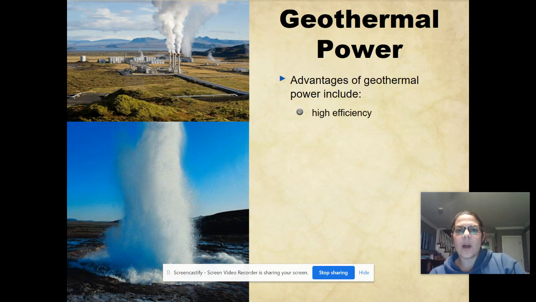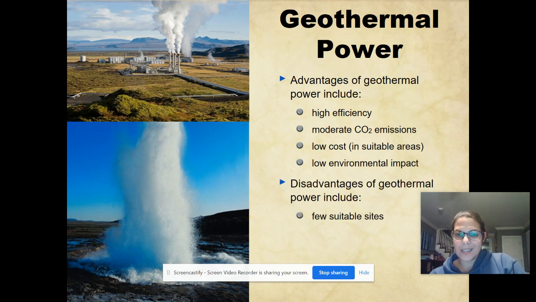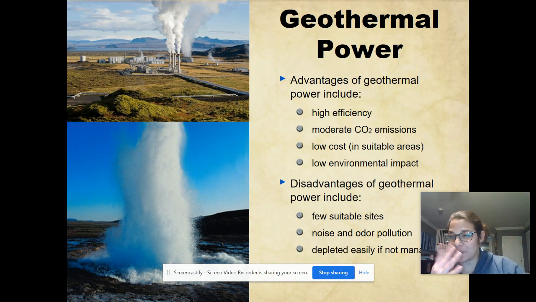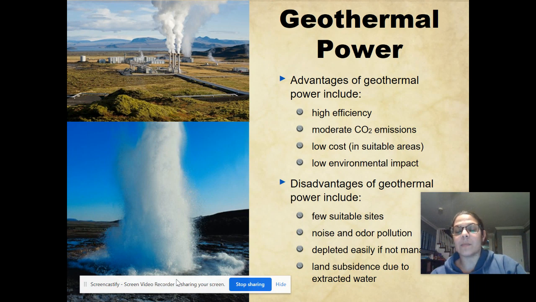We have a lot of advantages: high efficiency. There are some carbon dioxide emissions because it's coming from beneath the earth. It's low cost in suitable areas, but not every place is suitable for it. And it is low environmental impact. But there are few suitable sites. It does cause noise and odor pollution, think of that rotten egg smell, and it can be depleted easily. And a lot of times you do have land subsidence because you're sucking the water out. Even though you're pumping it in over here, we do see land subsidence like you see when you're over-pumping aquifers.